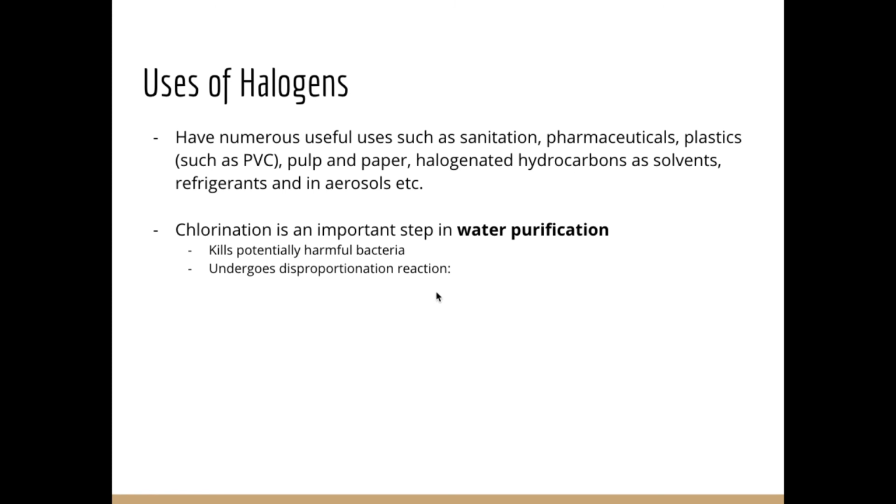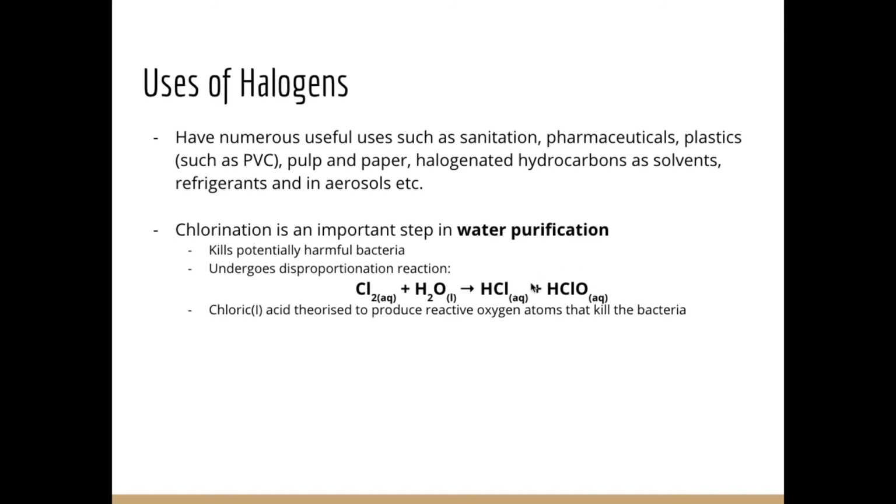And we see a disproportionation reaction occur here as well, where we have the chlorination, we add the chlorine to the water, and we form these 2 species. One of which is the chloric acid, and this is theorized to produce the reactive oxygen atoms that can kill the bacteria. So we could see this as a disproportionation. We got 0 on the chlorine there, -1 on the chlorine there, +1 on the chlorine over there. The same species has been both reduced and oxidized.